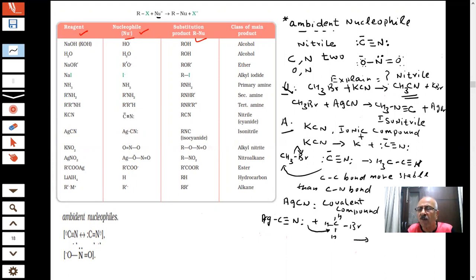Therefore, nitrogen will form a bond with the carbon, because now nitrogen is the nucleophile. So what compound will we get, students? CH3-N triple bond C. What is this? Isonitrile. Got the answer? This has to be written in the exam. Very important question. You will note it down.